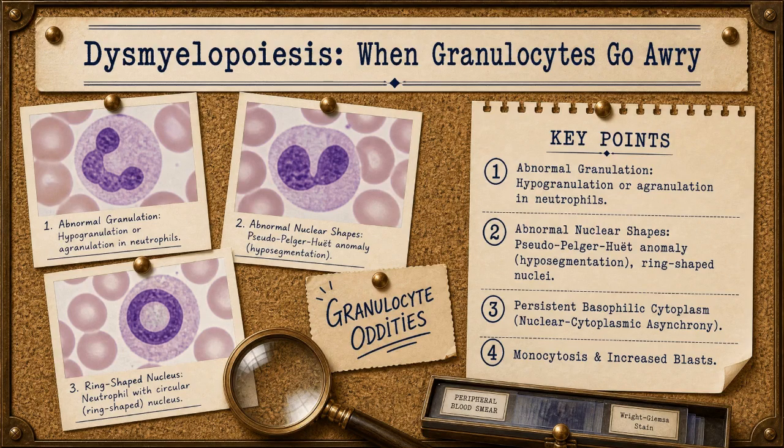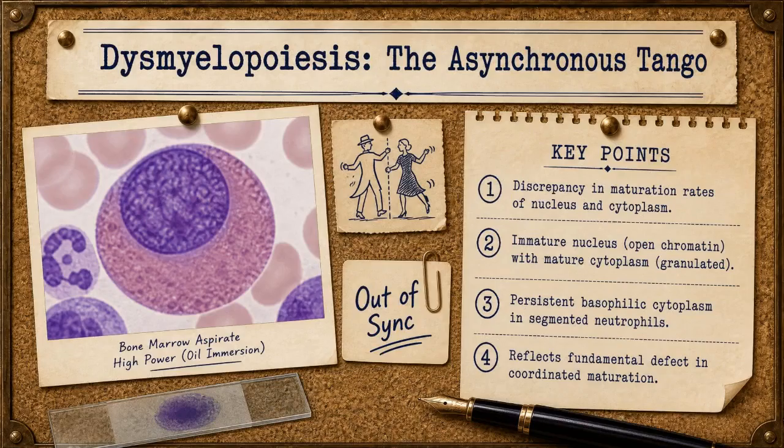It's like being a detective, looking for all the subtle clues that something is wrong with the cellular machinery. Next, let's delve deeper into nuclear cytoplasmic asynchrony. Alright, histotechs, let's hone in on a concept we've touched upon in erythropoiesis and is equally important in dysmyelopoiesis, nuclear cytoplasmic asynchrony. This is a subtle but critical sign of dysplasia, and it refers to a discrepancy in the maturation rates of the nucleus and cytoplasm within a developing granulocyte.